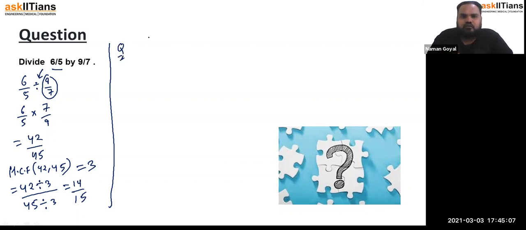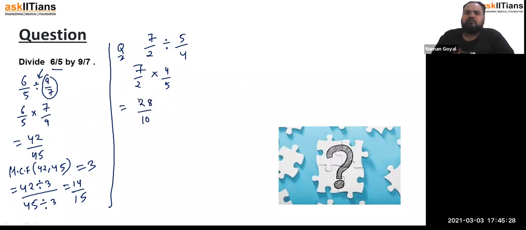Next. 7 by 2 divided by 5 by 4. 7 by 2 is going to be divided by 5 by 4. We have to solve this. Okay. Now see, 7 by 2. This sign becomes multiplication. This is 4 by 5. So this is what? 28 upon 10.